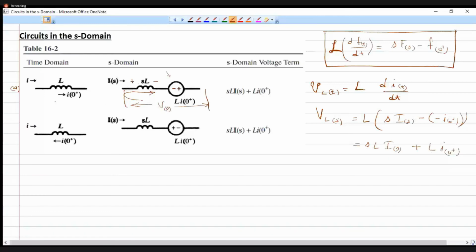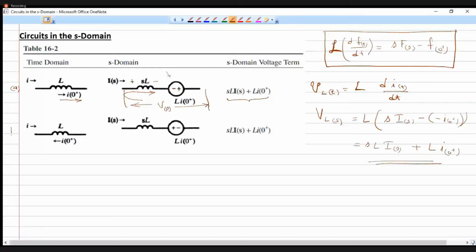Okay, so we can replace an inductor in the time domain with an inductor of value S into L and a voltage source with polarity driving the initial current in the same direction, that is minus to plus. So that will be L into I of 0 plus, so that the voltage could be written as S into L into I of S plus L into I of 0 plus. Okay, so this is the proof for that.